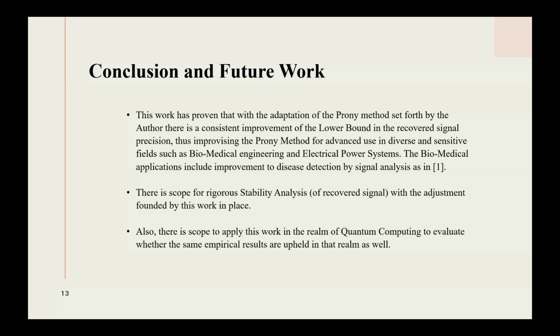There is scope for rigorous stability analysis of the recovered signal, and I have a little bit of insight into that, which says that the stability of the recovered signal is better with this adaptation, and there is rigorous methodological reasoning by which I'm projecting that conclusion. Also, there is some scope to apply this work in the realm of quantum computing, to evaluate whether the same empirical results are upheld in that realm as well.